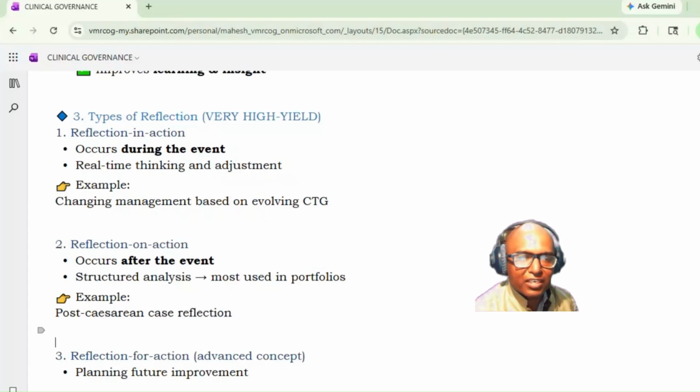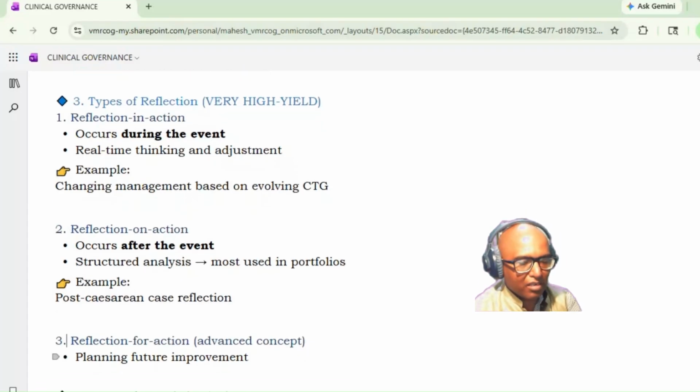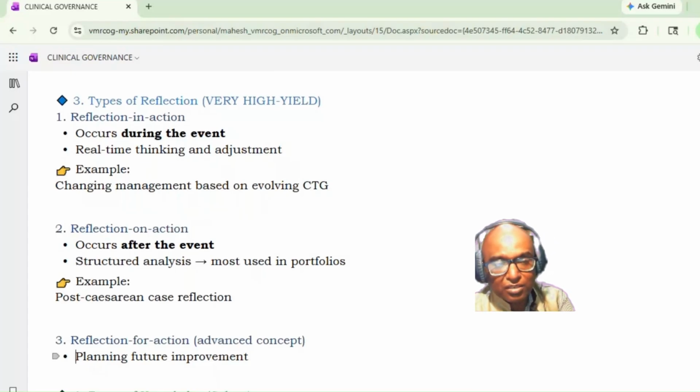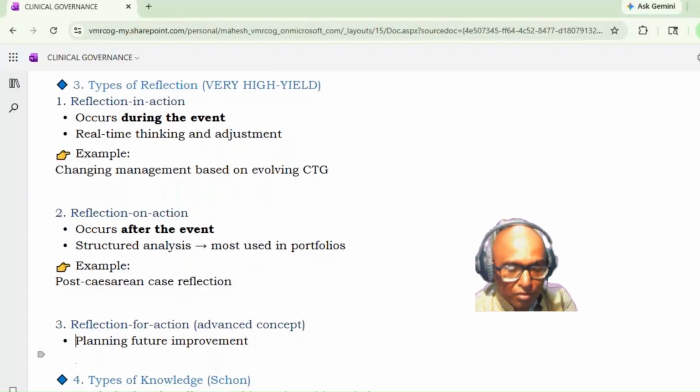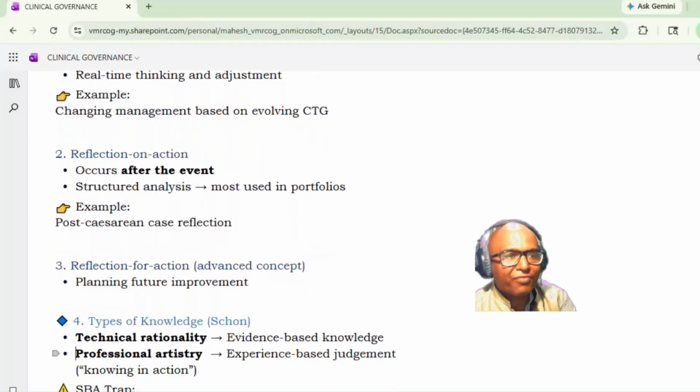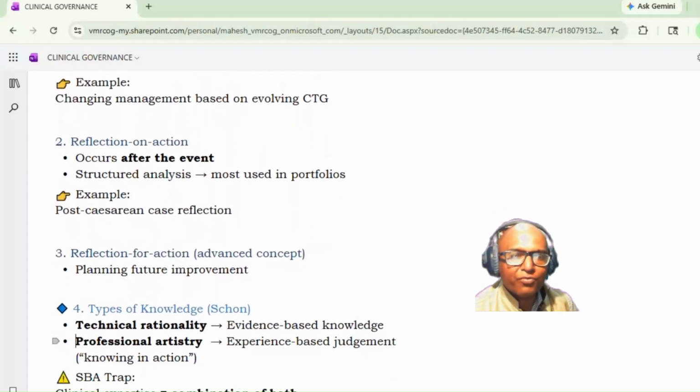For example, a post-cesarean case reflection: you might have encountered a difficult cesarean section, maybe a second stage cesarean section. Why was there head difficulty? What could you have done? Which method of head delivery did you use? Could you have used some other method, etc.? So you are reflecting on the event. An experienced person may do the same thing during the event also. So that is reflection in action and reflection on action. Third is reflection for action, that is planning for future improvement.